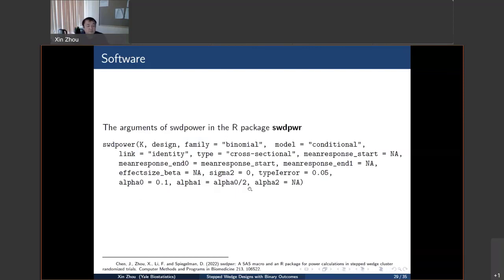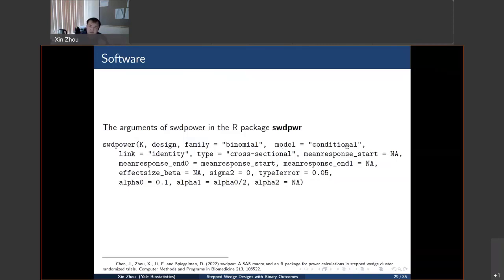I use the R package to show how to use our software. This is the call in R, and K is the number of individuals at each period. Design is the design matrix for the study. I will show later how to set the design matrix. Family can be binomial for binary outcome, and Gaussian for continuous outcome.